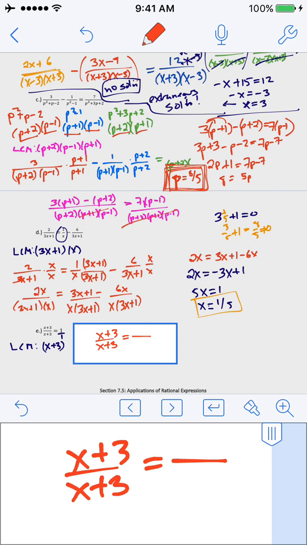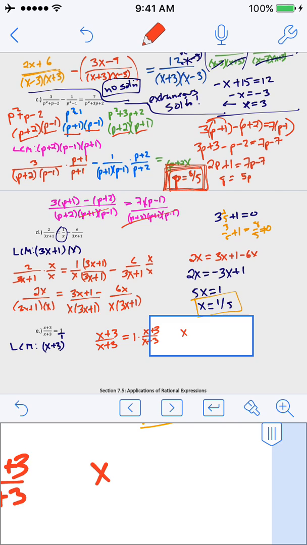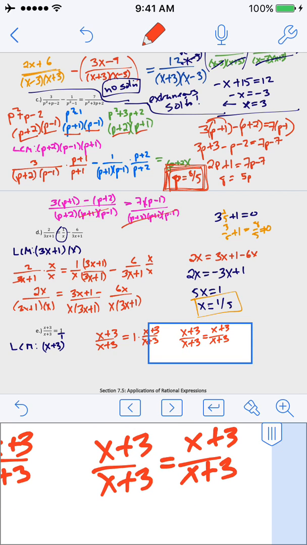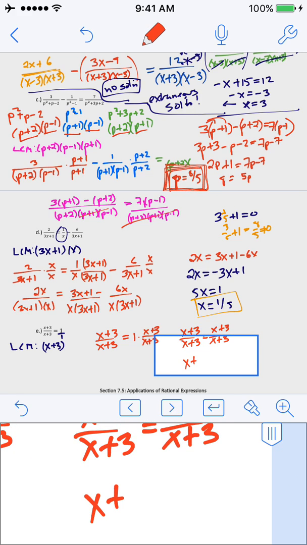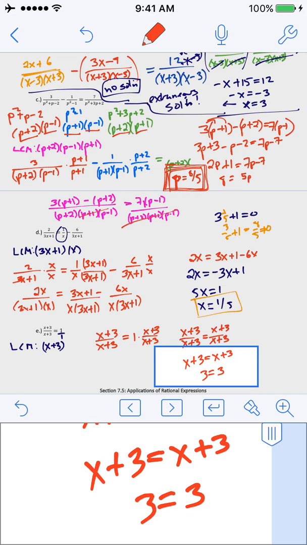Do the other side, get 1 times x plus 3 over x plus 3. Alrighty, and then we get x plus 3 over x plus 3 is equal to x plus 3 over x plus 3. This is looking a little fishy. The denominators are the same, so I multiply them to both sides. I get x plus 3 is equal to x plus 3. Subtract, I get 3 is equal to 3. Okay, so my variable has disappeared completely. That is a problem, right?